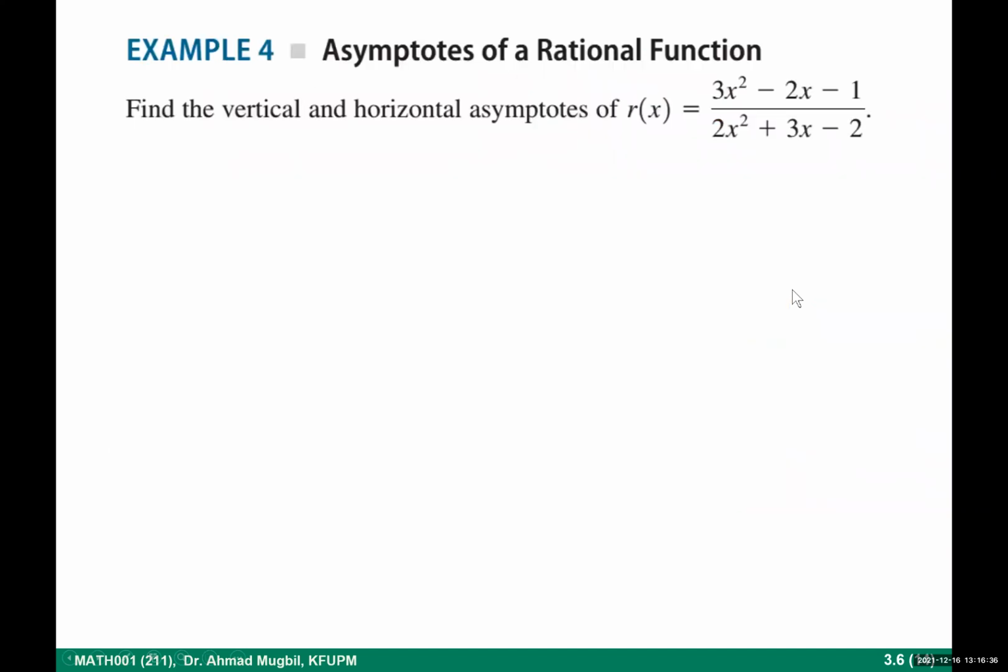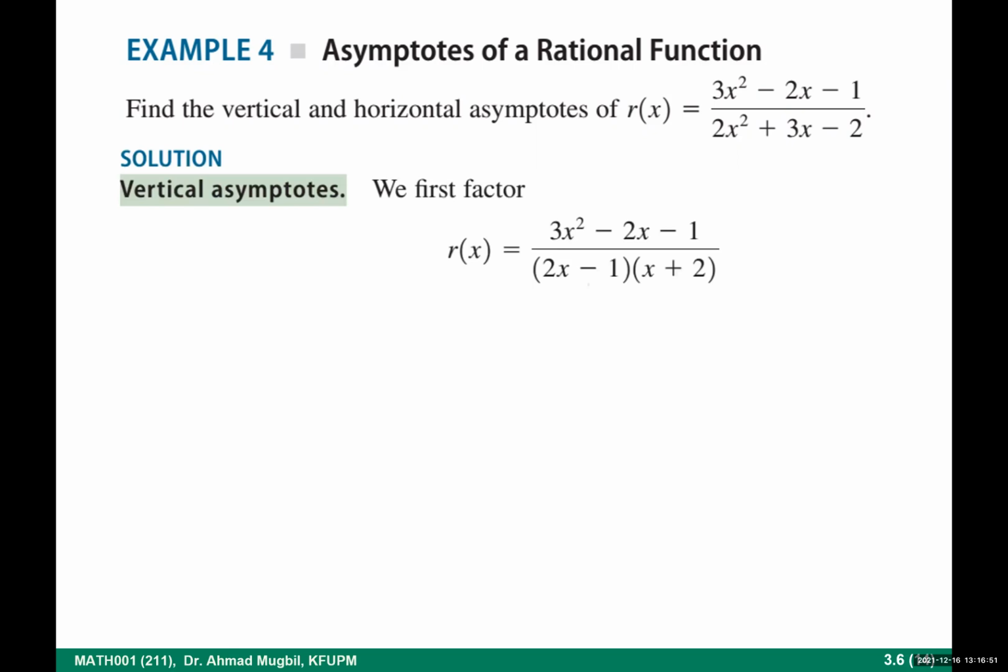We will see some of them that will intersect. Find the vertical and the horizontal asymptote of this one. Which one is easier to start with? The horizontal. Y equals 3 over 2. It is y equals 3 over 2.